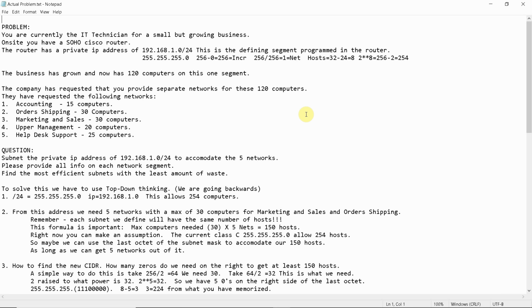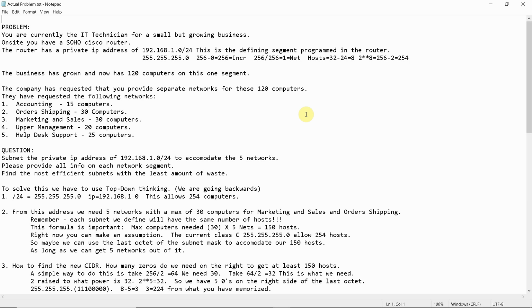Okay, so now we're going to look at an actual problem taken from a real life situation, and also what you will probably see on the test. You can read the problem here. It says you are currently the IT technician for a small but growing business. On site you have a SOHO Cisco router. That means small office home office router, so it's not one of those advanced appliances.